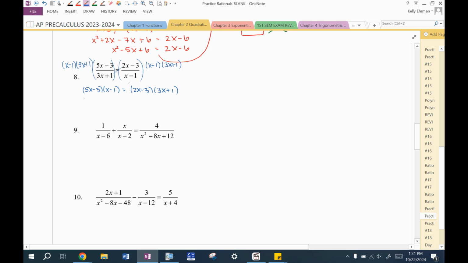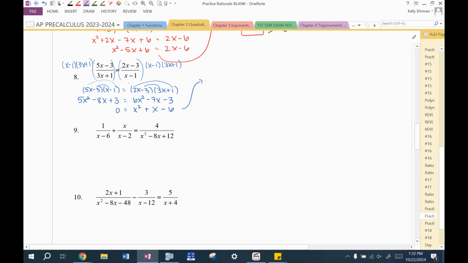Get rid of parentheses. So this is 5x squared minus 5x minus 3x, so minus 8x plus 3. That equals 6x squared plus 2x minus 9x, so minus 7x minus 3. This is quadratic, I want to get this equal to 0, and I want the x squared to be positive, so I'm going to move everything to the right side. So subtract 5x squared to get x squared, add 8x, and subtract 3.